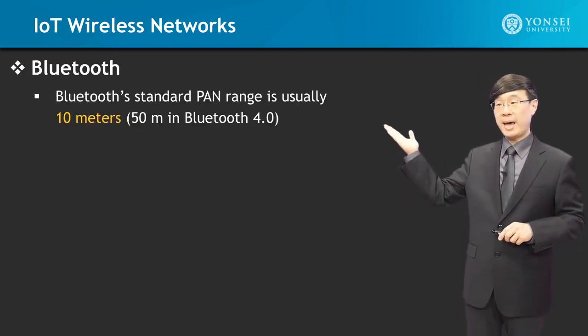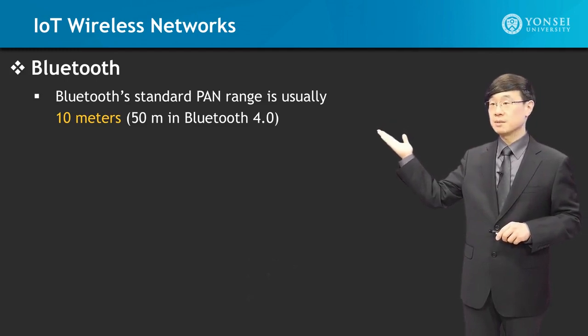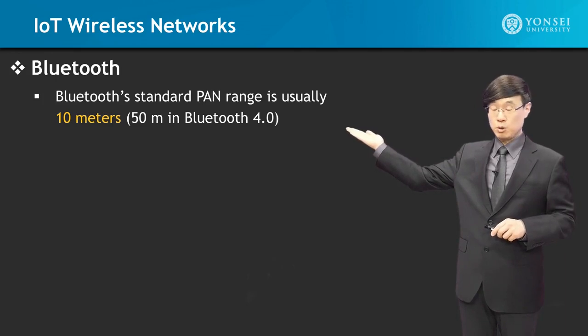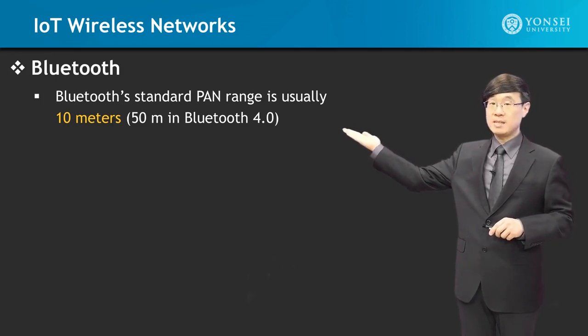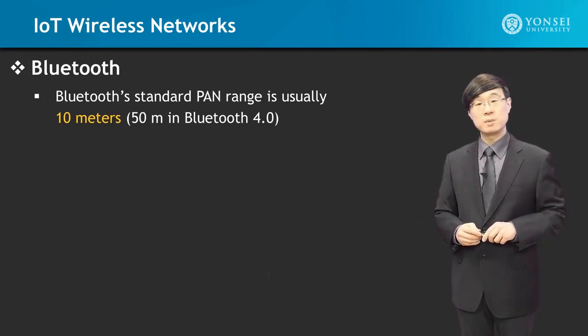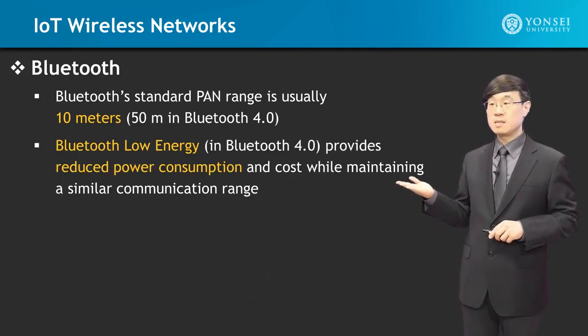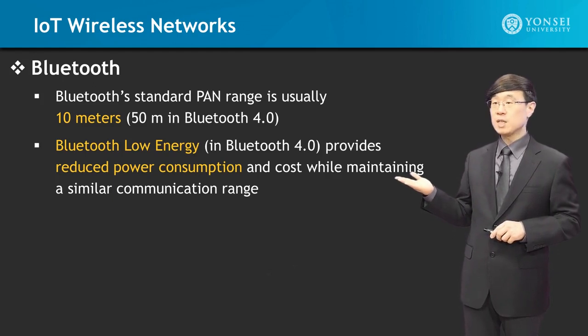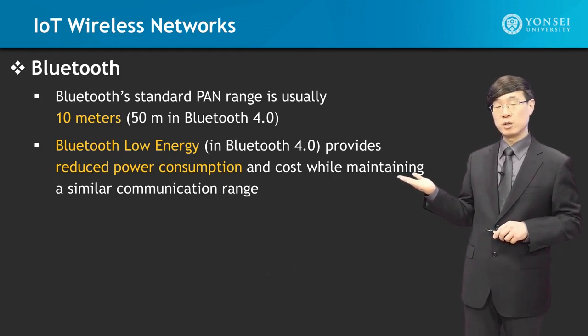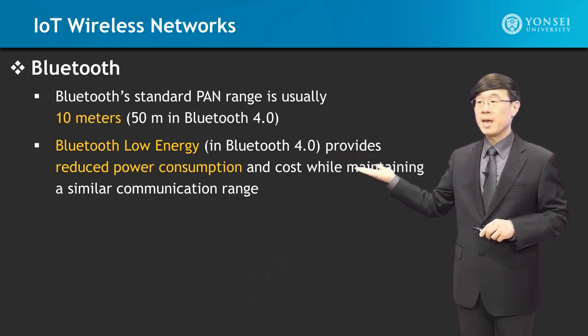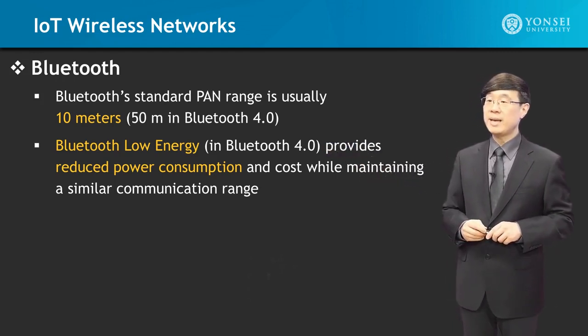The Bluetooth standard PAN range is usually about 10 meters. However, more advanced standards like Bluetooth 4.0 and higher, in some cases based upon the setting, could reach up to about 50 meters. Bluetooth low energy, also in Bluetooth 4.0, provides reduced power consumption, which is where it gets its name, LE, low energy, and reduced cost while maintaining a similar communication range.